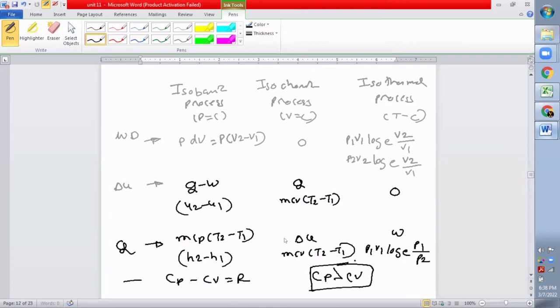The value of Cp is always greater than Cv. Many times in the examination they give only the values, and we need to identify whether it is Cp or Cv. So the larger of the given values is Cp. But why is the value of Cp greater than the value of Cv? That is my main question.